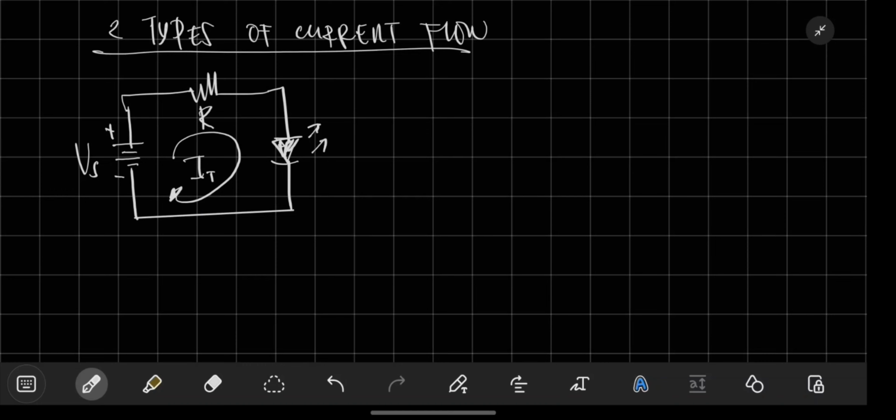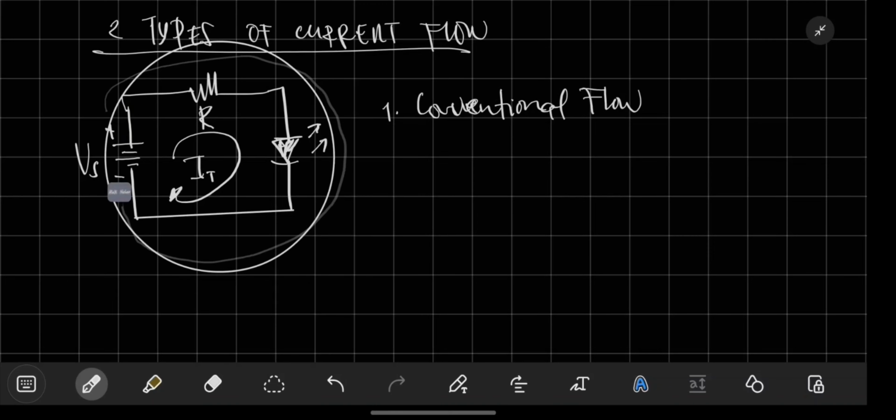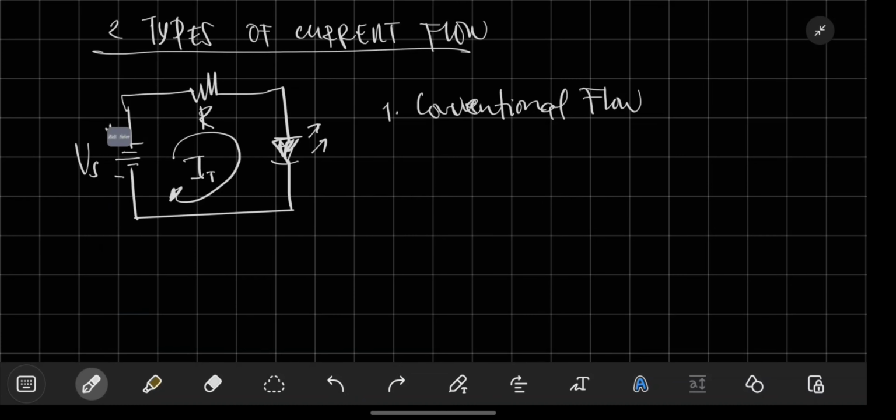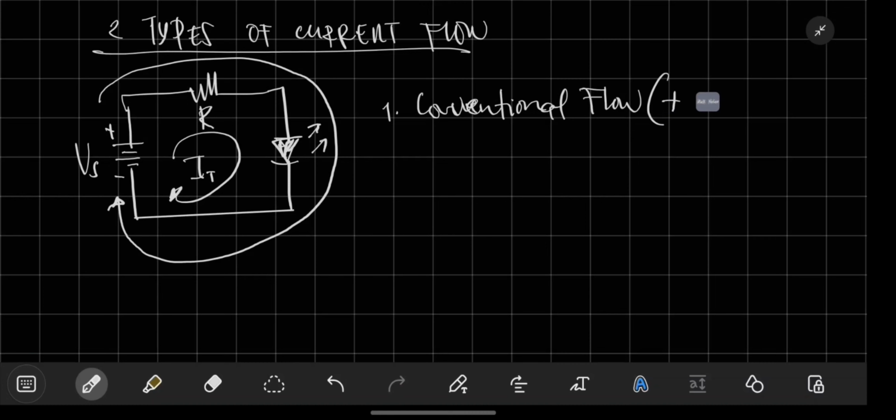If you want to analyze the circuit and compute the value of the current, you can use either of the two types of current flow. So, pwede mong gamitin dyan yung tinatawag nating conventional flow. In conventional flow, the flow of current is from the positive terminal of the battery going to the negative terminal of the battery, like this one. Okay, so the flow of current here is from positive going to the negative.